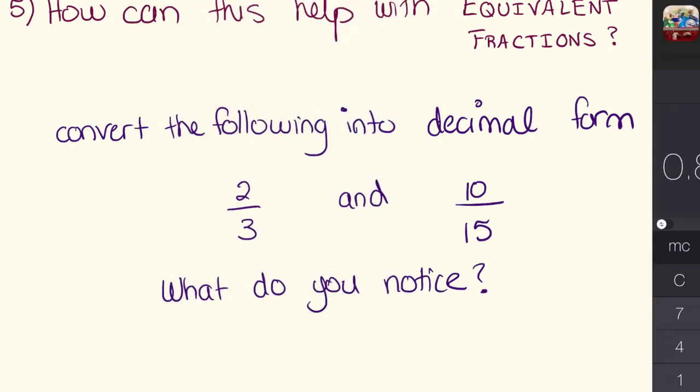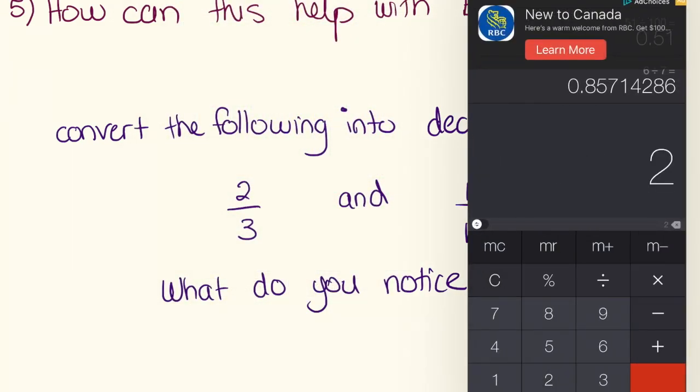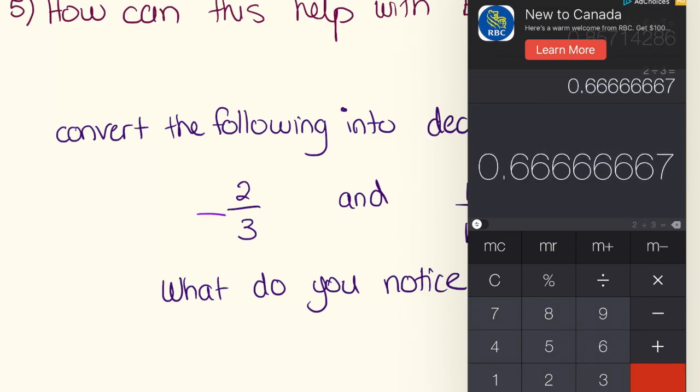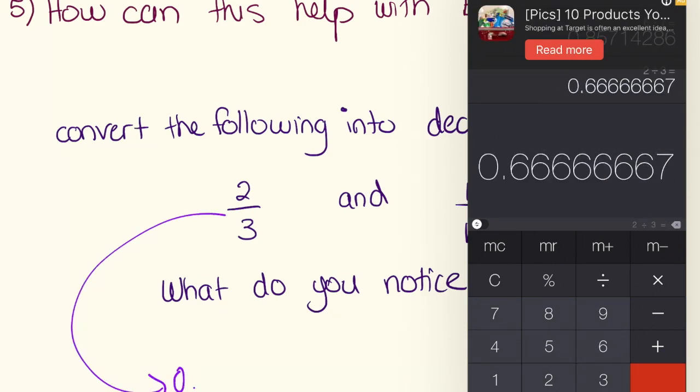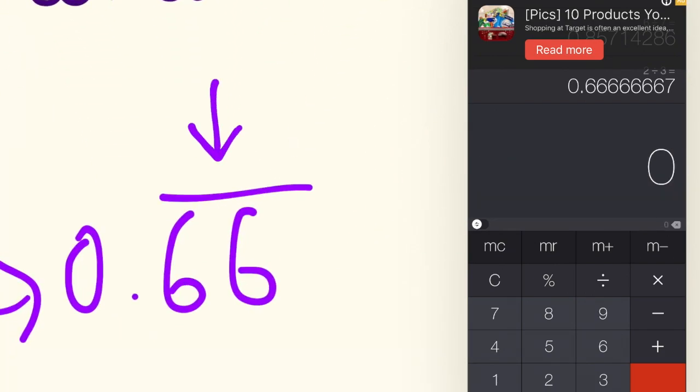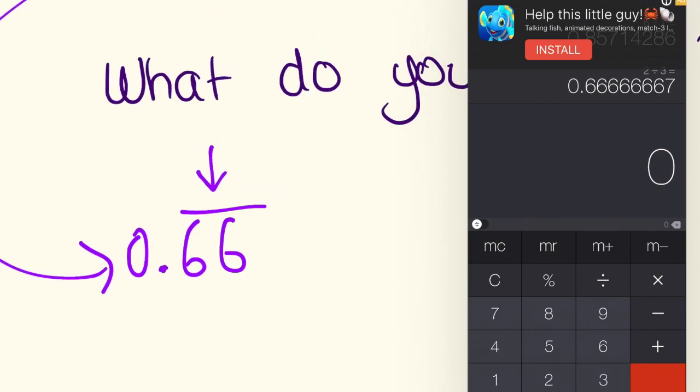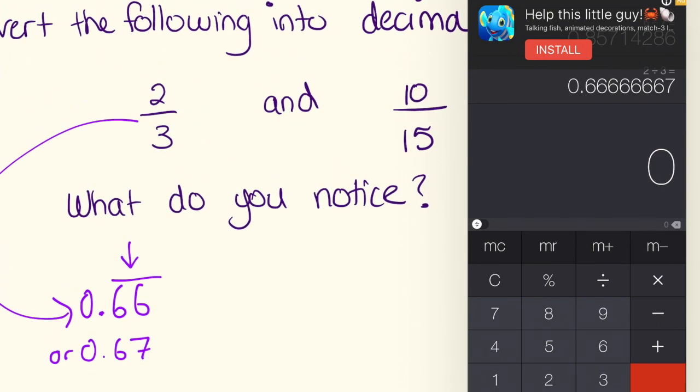So pause, convert these two fractions into decimal form, press play, and see what you get. If I take out my calculator and I do 2 divided by 3, I get a really big looking decimal. Now, very important actually is this line up here. So an added portion of this lesson could be that this line here tells us that 0.66 is something that repeats. Now yes, it stops at 7 on my calculator, but it does repeat. So you could write it like this, or you could write it like this if you decide to actually round it. Both are correct. So that's 2 over 3.